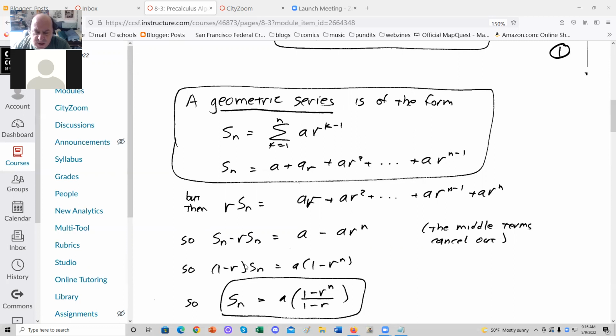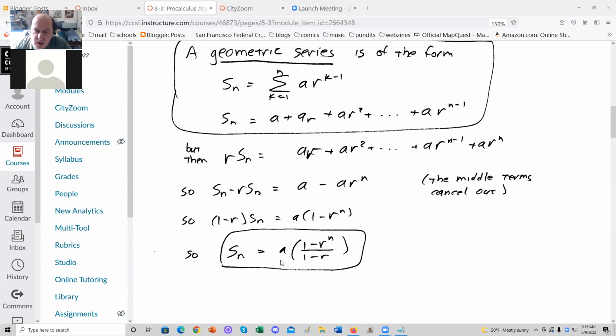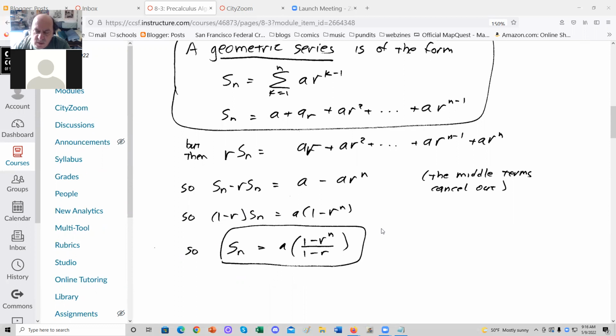Okay, we factor out an S_n here, 1 minus R times S_n, factor out an A here, A times 1 minus R to the nth. So the geometric series to n terms is A times 1 minus R to the n over 1 minus R. This is the formula for the series.